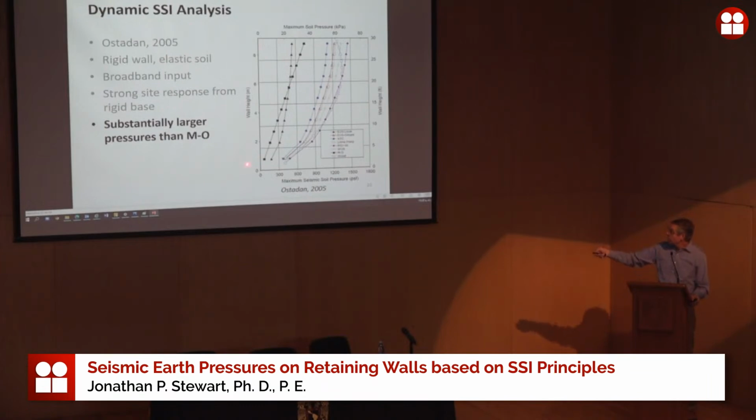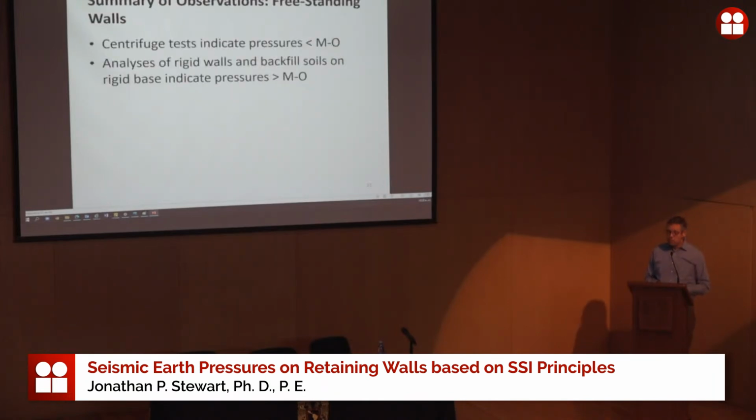Kind of walk you through it. This is the wall heights. This would be the bottom of the wall. That would be the ground surface. These are pressures. The Mononobe Okabe prediction, I should say, is this one. And these different colored lines are different ground motions that he ran through his calculations. The important point isn't any one of these motions, but it's the fact that these are bigger than that. Remember that we had exactly the opposite from the experiments. So if we summarize these observations, we see that the centrifuge tests are giving us pressures lower than Mononobe Okabe.